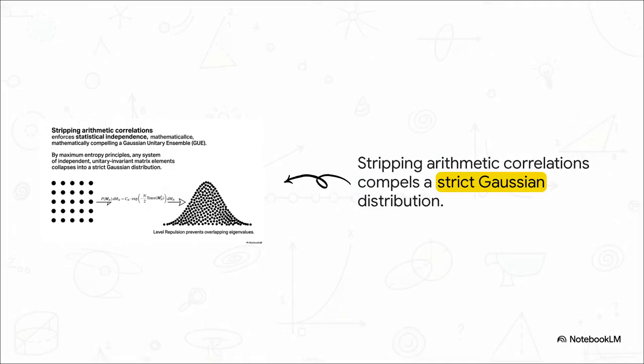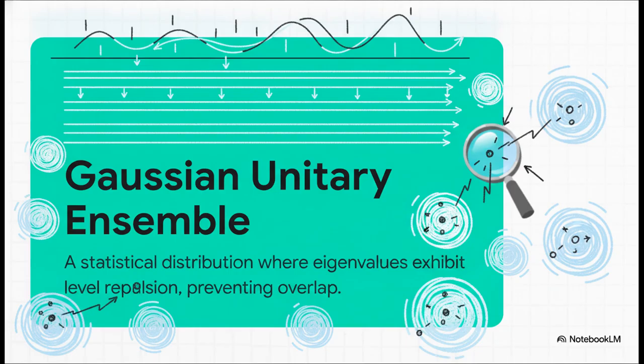Now, what's really interesting about this slide is what happens once that arithmetic baseline is entirely stripped away. It is mathematically beautiful. The matrix elements of our operator become completely statistically uncorrelated. By pure information theoretic maximum entropy principles, any system of independent, unitarily invariant matrix elements is mathematically forced to collapse into a strict Gaussian distribution. We call this the Gaussian Unitary Ensemble, or GUE for short.